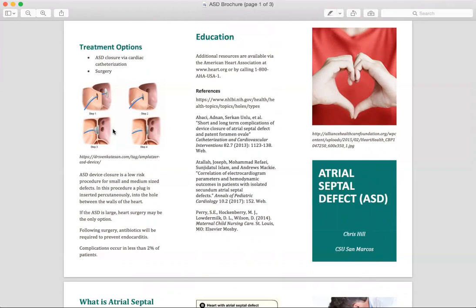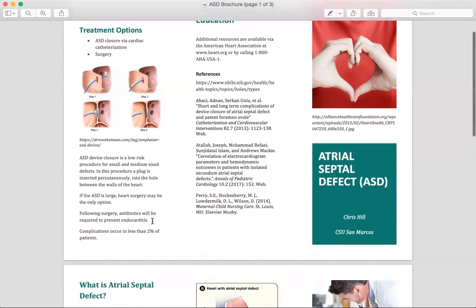This type of closure is only indicated for small or medium-sized defects. If the defect is too large, the plug won't sit properly, and they can't expand it more for risk of complication. So in the cases of large atrial septal defects, heart surgery may be the only option.